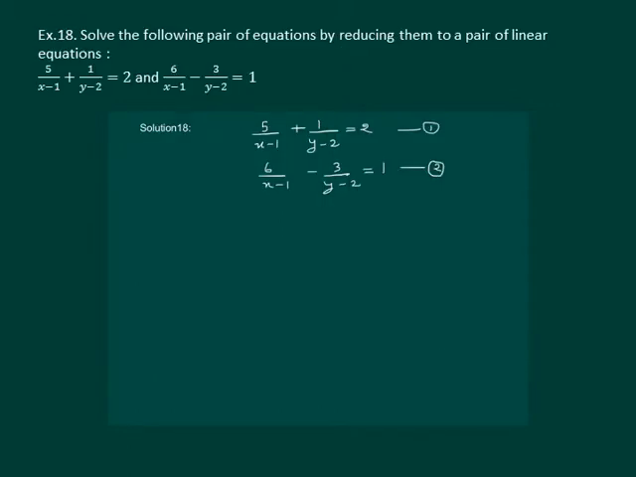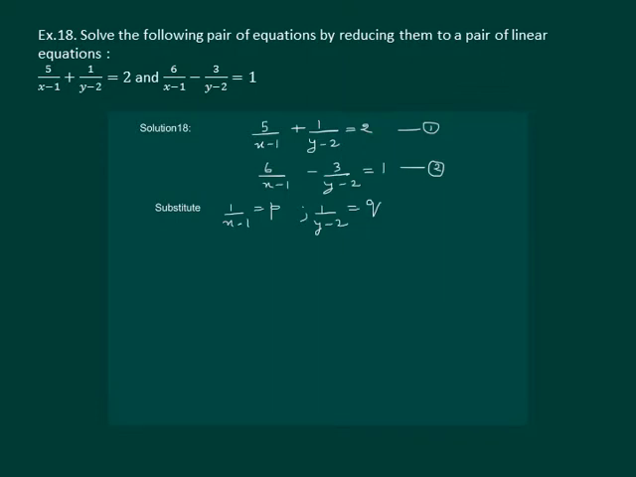Let us read the question. Solve the following pair of equations by reducing them to linear equations. Clearly, equation 1 and 2 are not in the standard form of linear equation. Let us convert them to linear equations by substituting 1 upon x minus 1 equal to p and 1 upon y minus 2 equal to q.